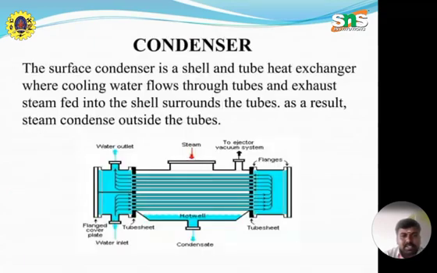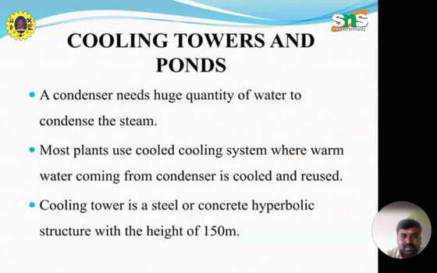Condenser: the surface condenser is a shell and tube heat exchanger where cooling water flows through the tubes and exhaust steam fed into the shell surrounds the tubes. As a result, the steam condenses outside the tube. This is the shell and tube heat exchanger. Cooling towers and ponds: the condenser needs a huge quantity of water to condense the steam. Most plants use a closed cooling system where warm water coming from the condenser is cooled and reused. A cooling tower is a steel or concrete hyperbolic structure with a height of 150 meters.